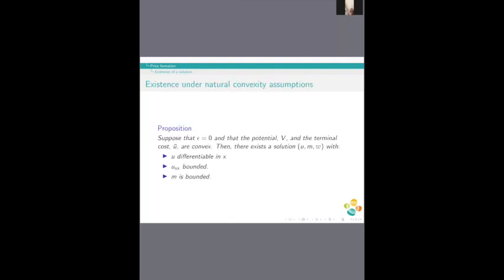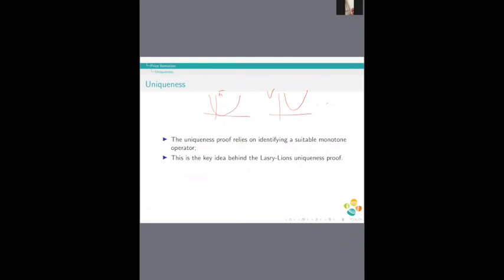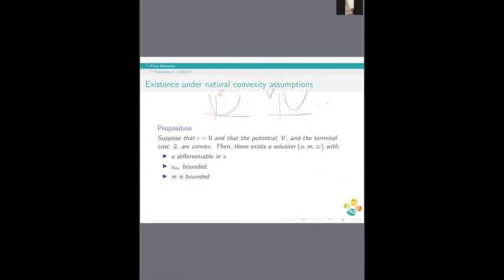So then what you can do is a little bit more. You can look at what I call natural convexity assumptions. And in fact, natural convexity assumptions mean basically the following: that your terminal cost is convex, your potential, so U bar, your potential is convex, and so on. And if you have that, you have more regularity, and this gives you a lot more regularity for the solution.